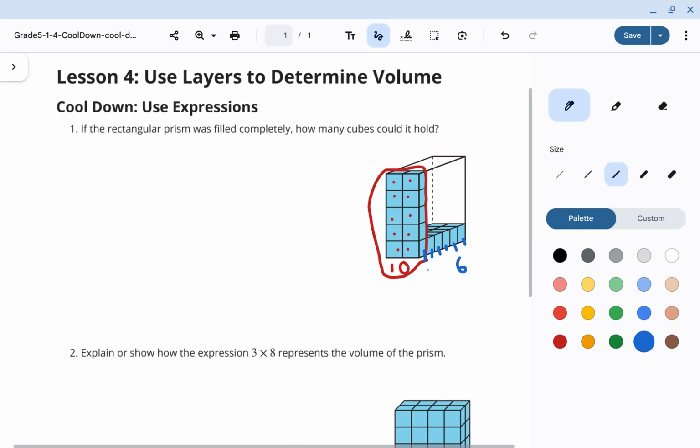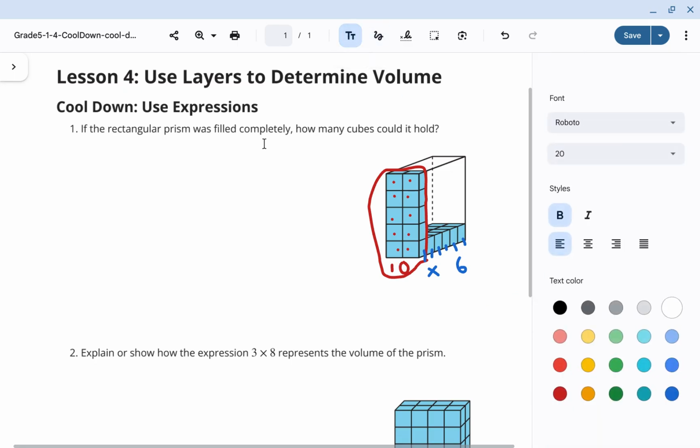So because I know that, I now know the expression that I can build to calculate volume. That is going to be 10 times 6. Each of the 6 layers will have 10 cubes. So 10 times 6 tells me that overall this will have a volume of 60 cubes.